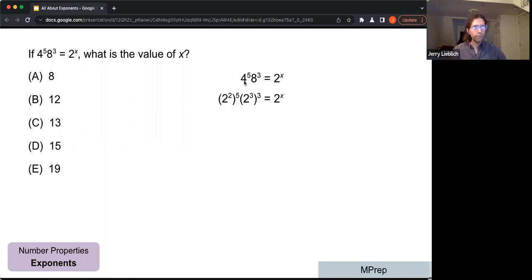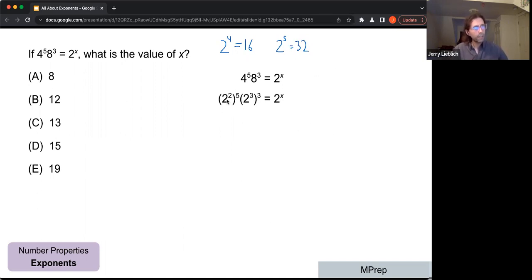We can rewrite 4 as 2 squared, rewrite 8 as 2 cubed. I'll just say right now, it's pretty helpful to know that 8 is 2 cubed, that 16 is 2 to the 4th, that 32 is 2 to the 5th. Helpful to just memorize those. I'll write them on the board here. They show up often enough that it's good to just know them.